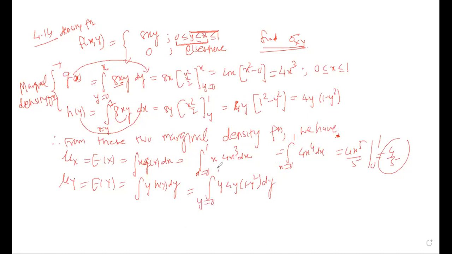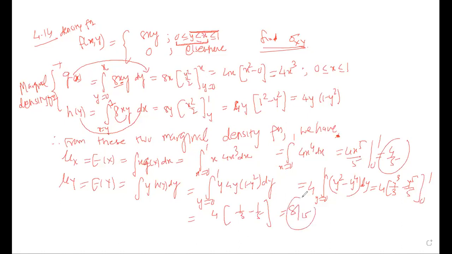So y is also 0 to 1, and that is equal to 4 out, and the integration of y square minus y to the power 4 dy, where y runs from 0 to 1. That is equal to 4 times y cube by 3 minus y to the power 5 over 5, from 0 to 1. That is equal to 4 times 1 by 3 minus 1 by 5. So 1 by 3 minus 1 by 5 is 2 by 15. So it is 8 by 15. So this is my mu of y.